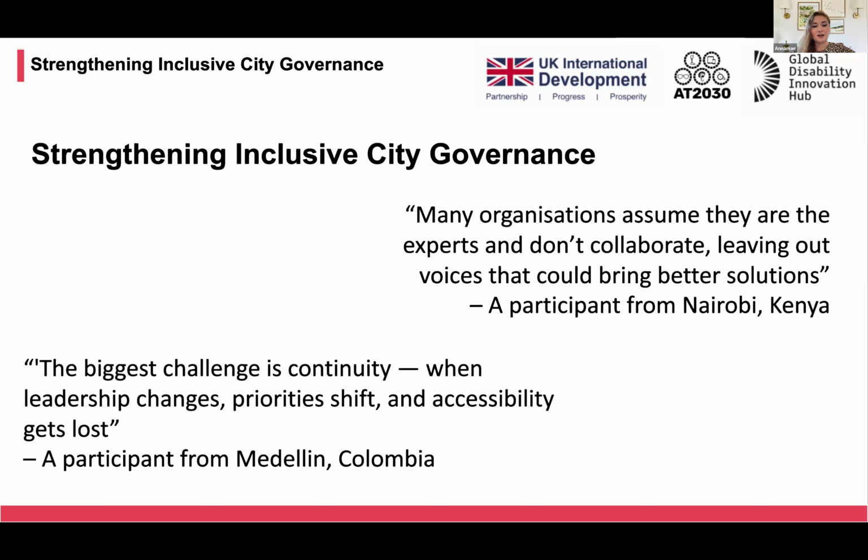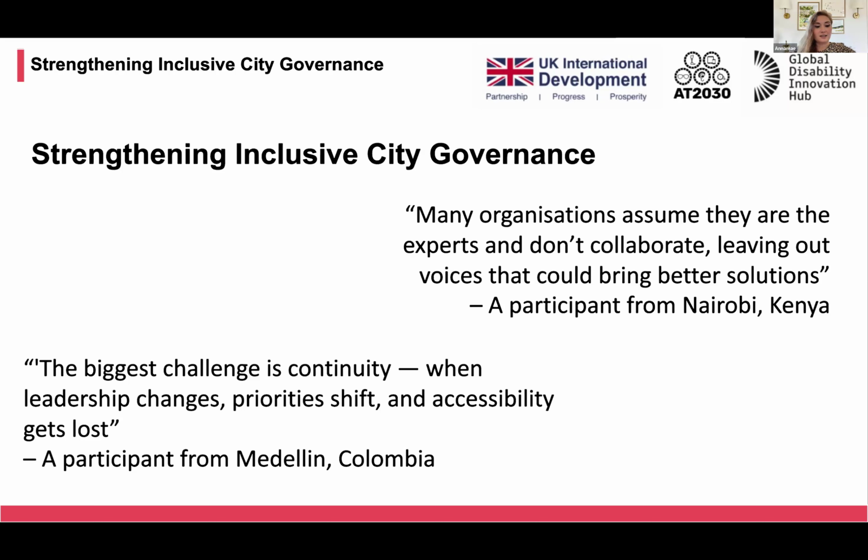Participants called for inclusion to not be a standalone project, but instead to be embedded in how a city governs itself across departments, budgets, and leadership transitions, similar to how we heard the lady speak about it at the Global Disability Summit in Berlin. So these quotes here, I've added 2 as it was such a strong element of the research, where one from Nairobi, which said, many organizations assume that they are experts and don't collaborate, leaving out voices that could bring better solutions.